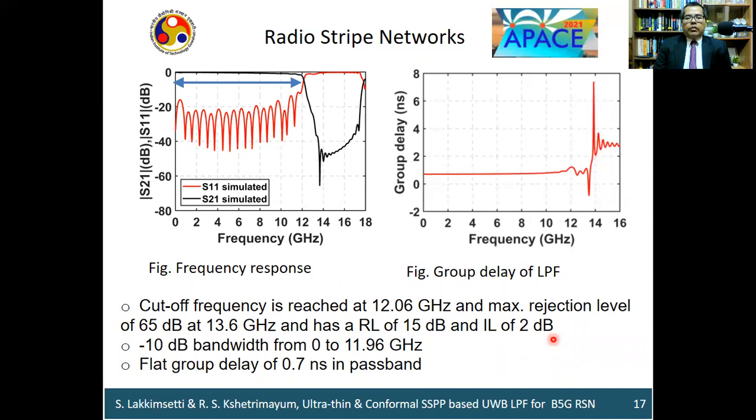We have also looked at the passband group delay, and it has a very flat response, which is desirable, and its value is around 0.7 nanoseconds. So this is a proper ultra-wideband low-pass filter.